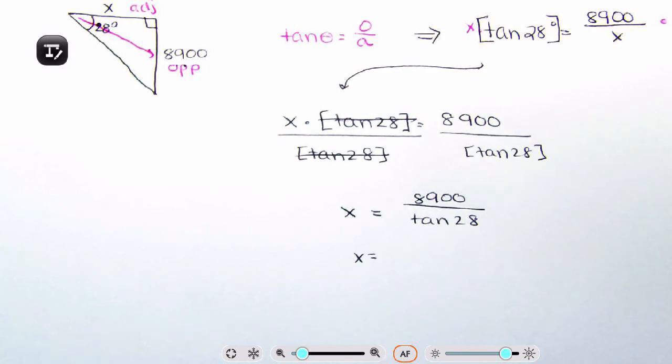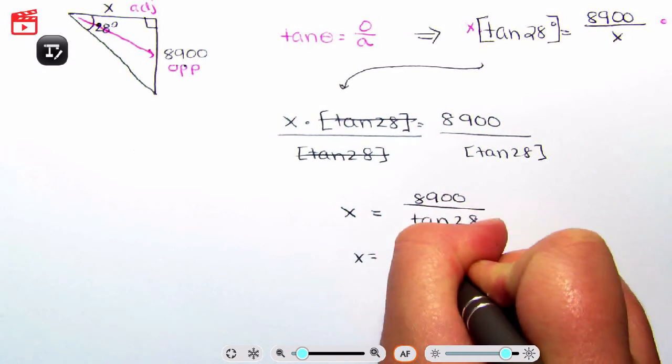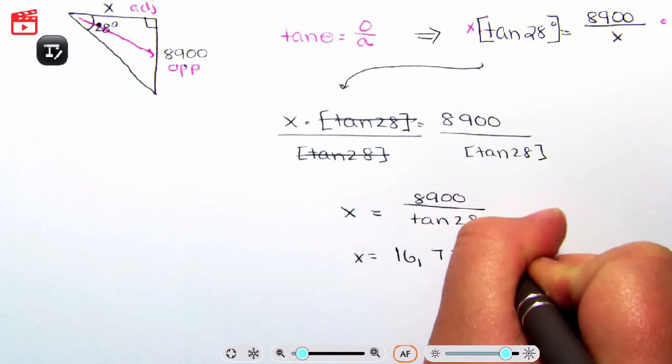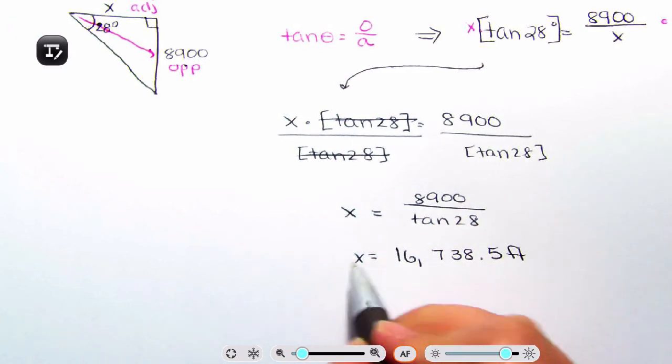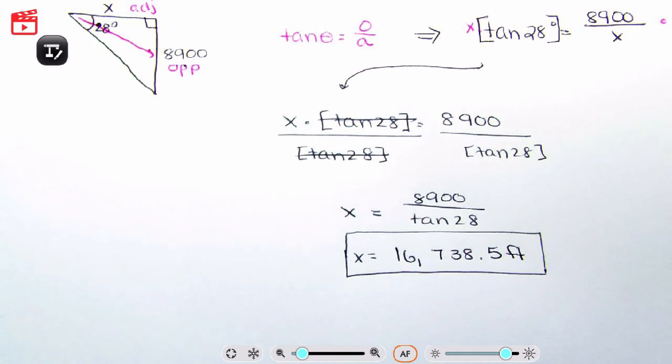Taking out my calculator, I am typing in 8,900 divided by parenthesis tangent 28. Make sure that you have your calculator set in degree mode. And that's going to equal a pretty big number. That's going to be equaling 16,738, about 0.5 feet. Again, this problem didn't tell us how to round, so we are rounding how we feel like it in a way.